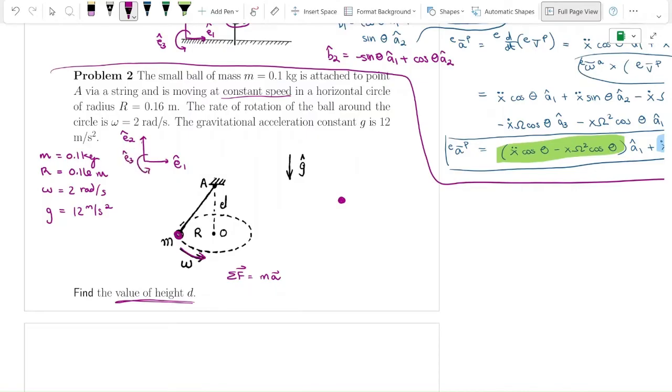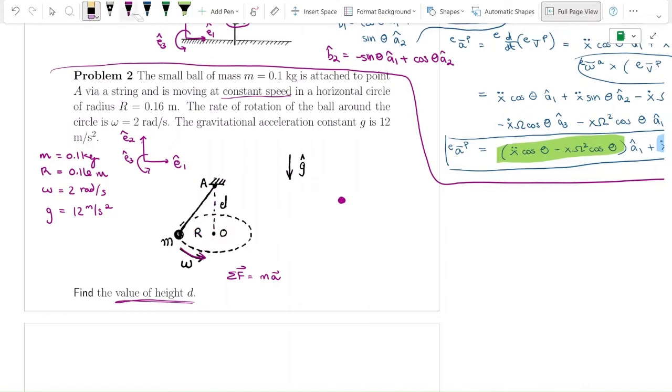And then I'm going to create a frame that is rotating with this ball. And all that means is I'm just creating a frame that follows the ball that is fixed in, something here maybe, that follows the ball as it rotates around the circle.